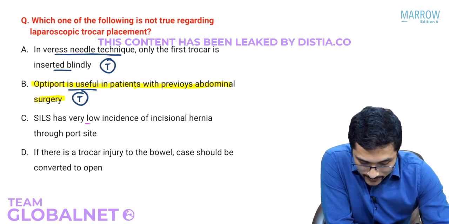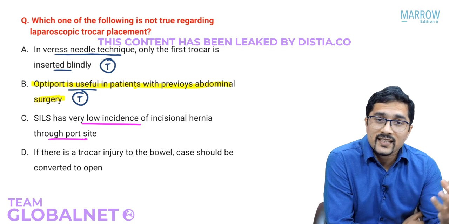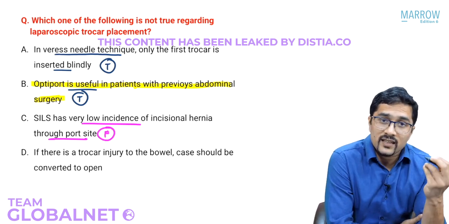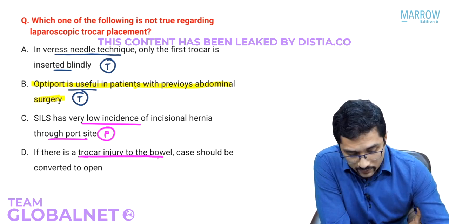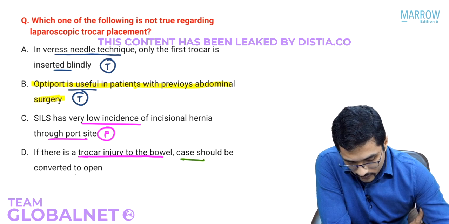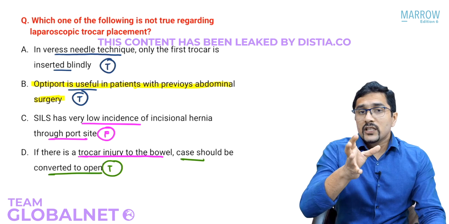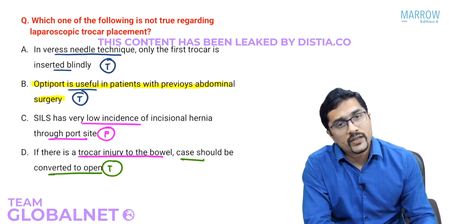SILS has a very low incidence of incisional hernia through the port site. SILS is single incision laparoscopic surgery. I told you there is a very high incisional hernia rate, so this is false. And if there is a trocar injury to the bowel, the case should be converted to open. This is correct. But what is the prerequisite? We should keep the trocar in position so that we know what is the site of injury.